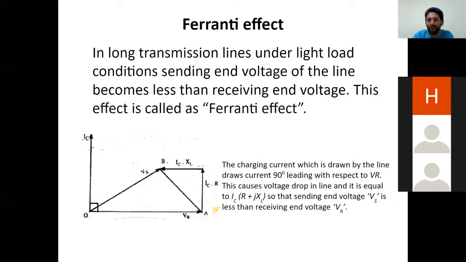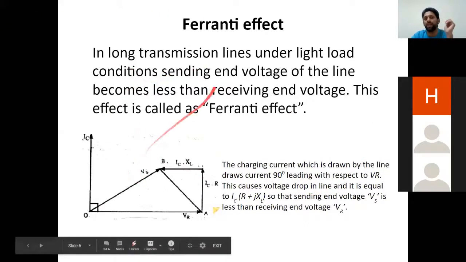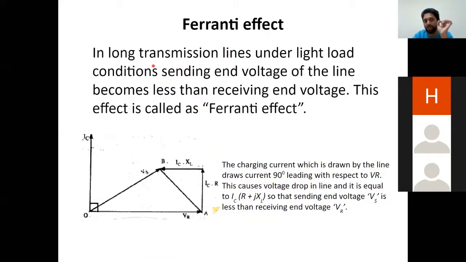So if you send at 100 kilovolt from Yambu, by the time it reaches Medina, it increased to 110. 100, how will it become 110? This is a special case if there is more capacitance for the line. This is because the capacitance of the line is higher. This special case is called the Ferranti effect. This happens only in long transmission lines. So in long transmission lines under light load, when the load is less, the sending end voltage of the line becomes less than the receiving end voltage. So at the receiving end, you will get more voltage because of the capacitance of the line. This effect is called the Ferranti effect. So in long transmission lines under light load condition, the sending end voltage of the line becomes less than the receiving end voltage. This effect is called the Ferranti effect.